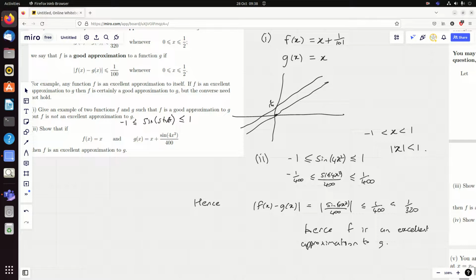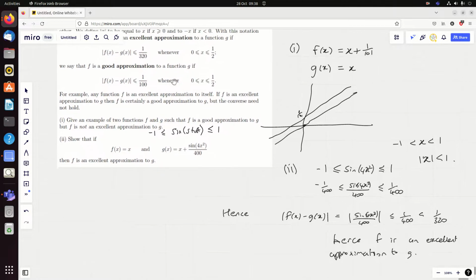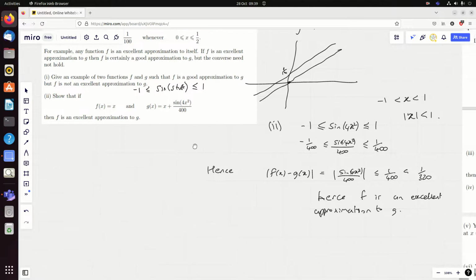I'm just glancing on my other monitor at what they actually had down in the mark scheme. I can't remember now, but let's have a quick look. Yeah, they didn't write much. It was all done on one line, and it was very similar to this kind of setup. So that's part 1 and part 2. What's annoying about that is you can almost just see it in your head, can't you? Sine of stuff's trapped between -1 and 1. Divide it by 400. It's definitely going to be within 1 over 320.